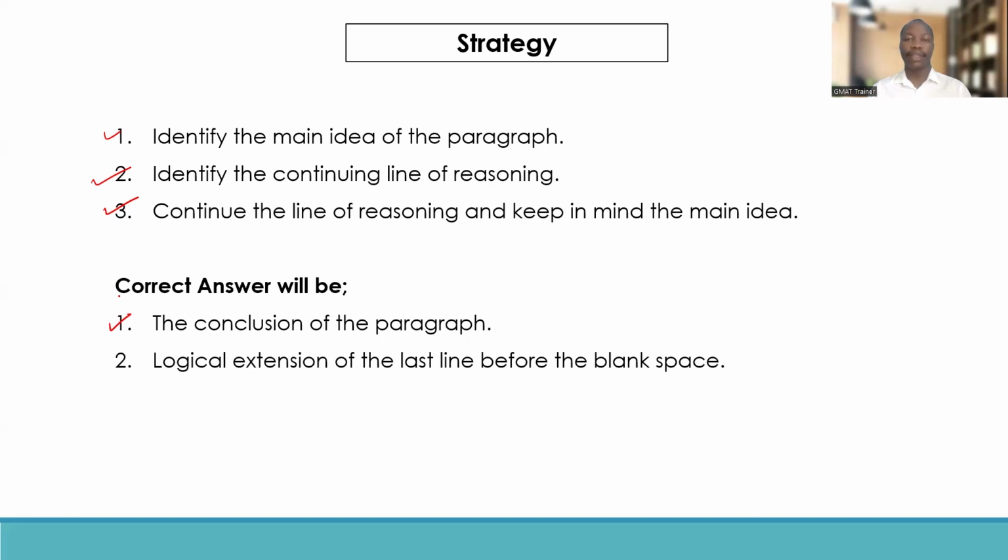And from your understanding of critical reasoning passages, the conclusion of the paragraph usually appears as the last line of text in a paragraph. This is usually the case, but not in all cases. Right? Then the correct answer will also be the logical extension of the last line before the blank space. So the choice you'll be going for should follow logic, and should be directly correlated to the information given in that paragraph. Hope that's clear so far.